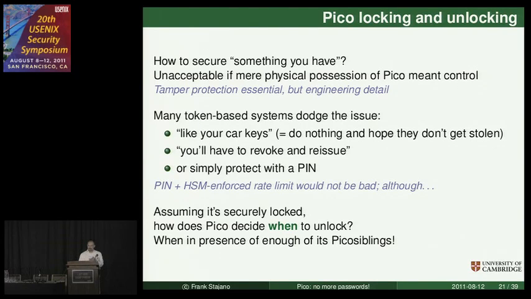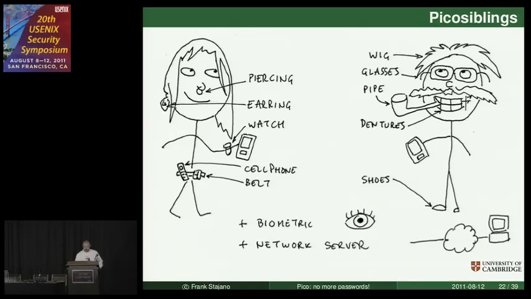And the answer for Pico is that it has family feelings with other siblings, and the Pico siblings altogether make the environment safe for the Pico, and it unlocks. And when the siblings are away, then the Pico thinks that it's a hostile world, and it locks itself. So Pico siblings are small gadgets which have some short-range radio interface, and not much of a UI at all.